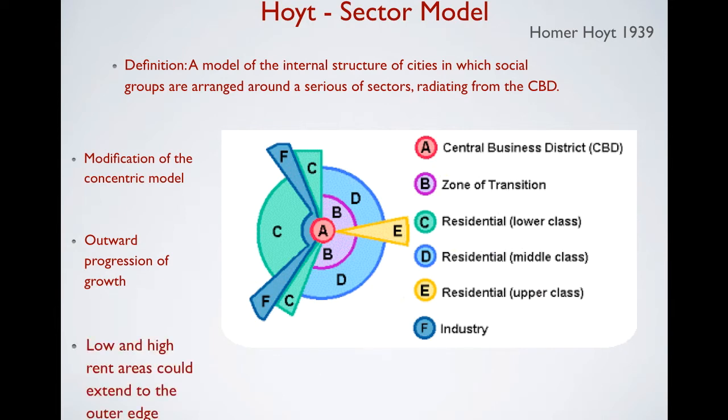Also, the difference between this model and the concentric zone model is that the low and high rent areas could extend to the outer edge. So in the model, we can see that the lower class residential, the upper class residential, and industrial zones are extending outside from the circle. Also, the industrial zones are accounted for in the sectors, which the concentric zone model doesn't do.